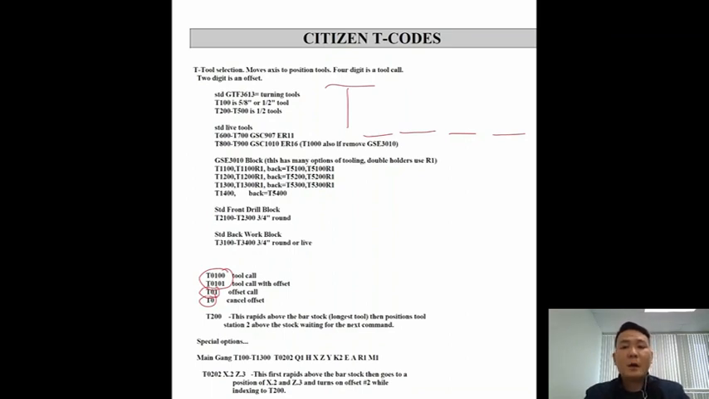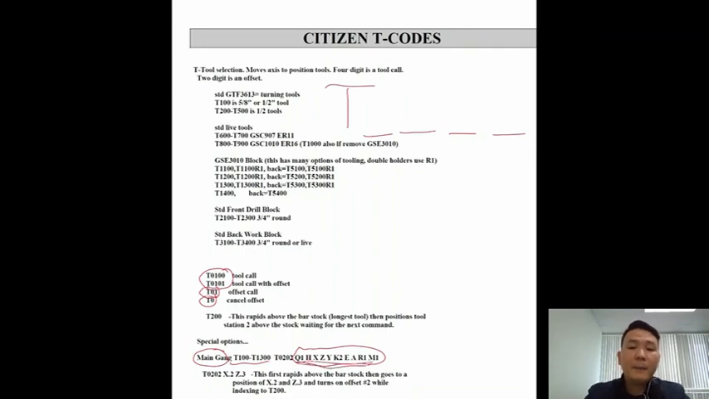Following the T codes, we have a lot of arguments, and depending on the location of the tool, we're going to have different arguments. So right here we have tool number 1 to 13 on the main gang, and we have this many arguments right here.